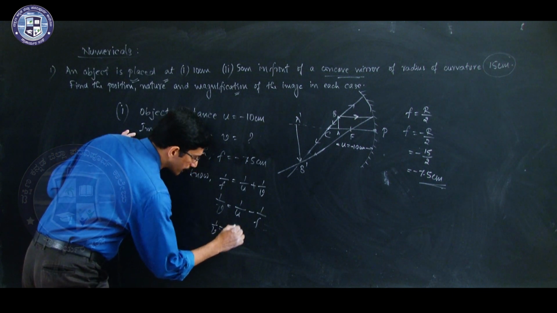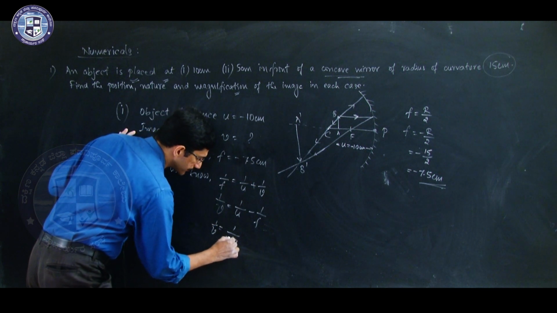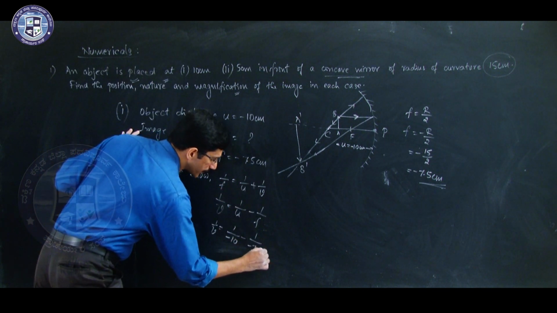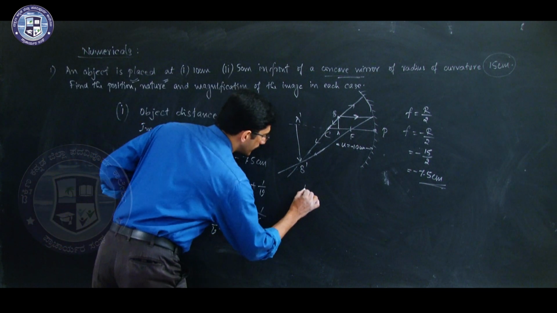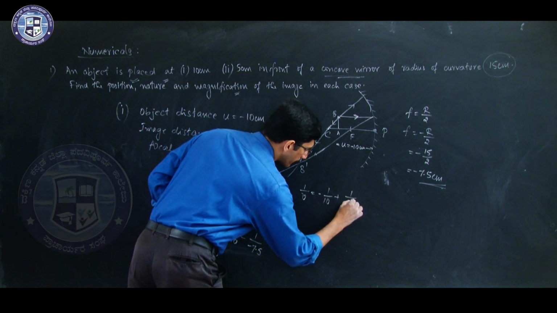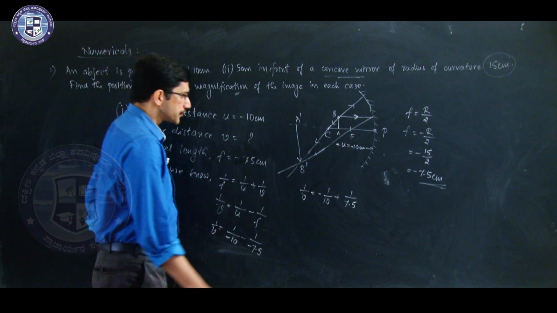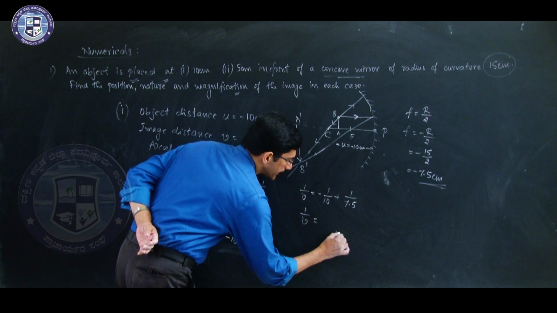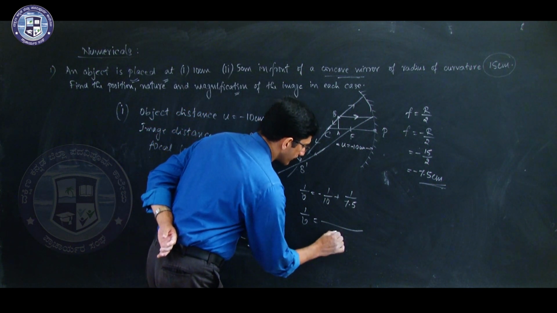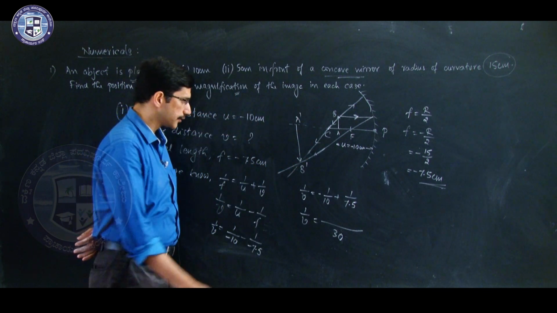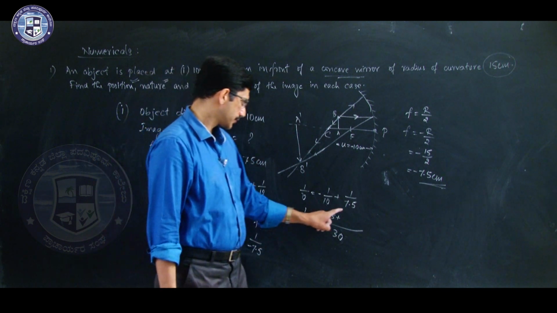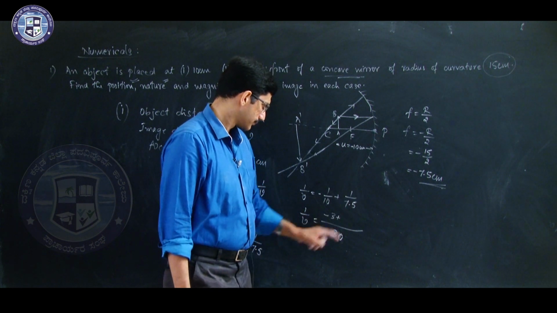So, 1 by V is equal to 1 divided by U, U is minus 10, minus 1 upon the focal length is minus 7.5. Focal length is negative, therefore, 1 by V is equal to minus 1 by 10 plus 1 upon 7.5. So, you can take the LCM here, 30 will be the LCM, 30 is the LCM. So, it is minus 3 plus 4.